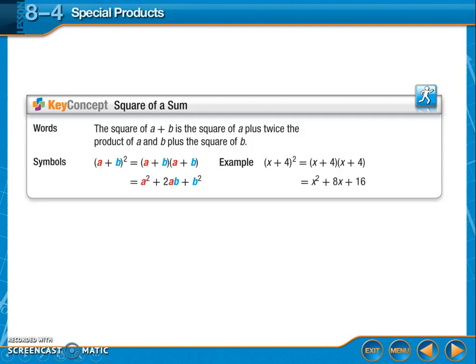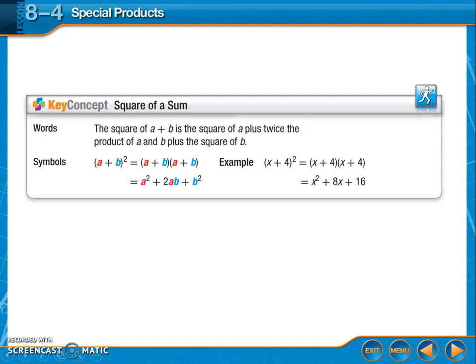So if you have a sum like a plus b and square it, that's the same thing as a plus b times a plus b, right? So then you FOIL it out and you get a squared, and it becomes 2ab plus b squared.